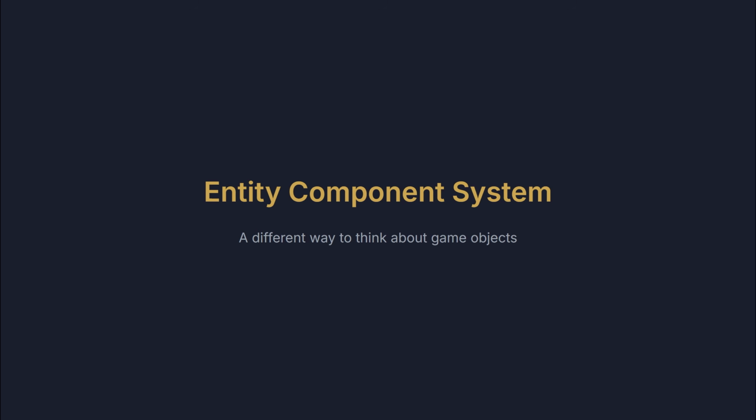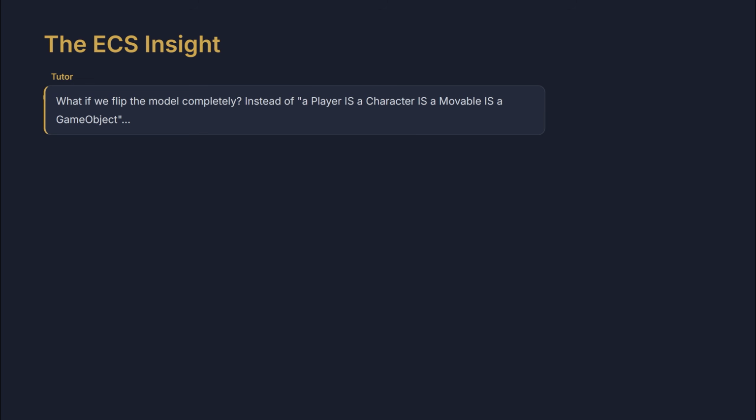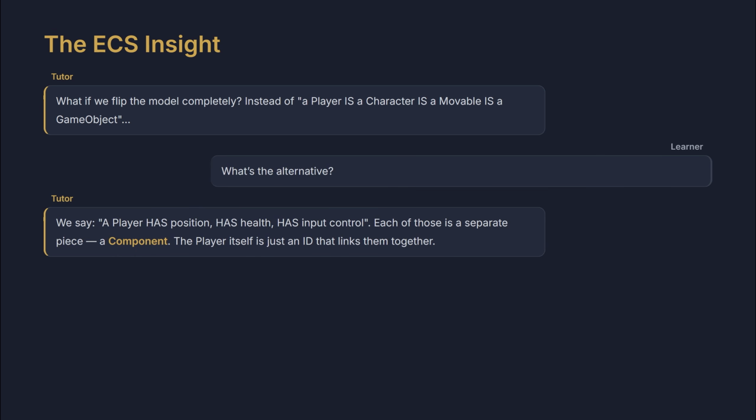And there is: the entity component system. It's a different way to think about game objects. So what if we flip the model completely? Instead of a player is a character, is a movable, is a game object, we could say a player has a position, has health, has input control. Each of those is a separate piece, a component. The player itself is just an ID that links them together.